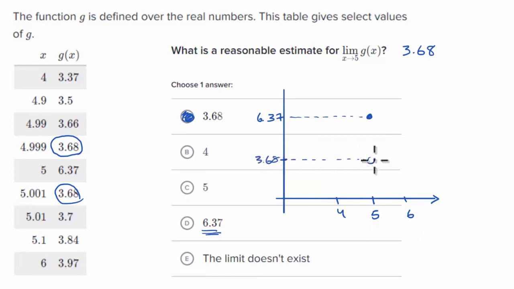So the graph might look something like this. We could infer it looks like it's doing something like this, where it's approaching 3.68 from values less than 5 and values greater than 5, but right at 5, our value is 6.37. I don't know for sure if this is what the graph looks like. Once again, we're just getting some sample points, but this would be a reasonable inference. And so you can see our limit, we are approaching 3.68, even though the value of the function is something different.